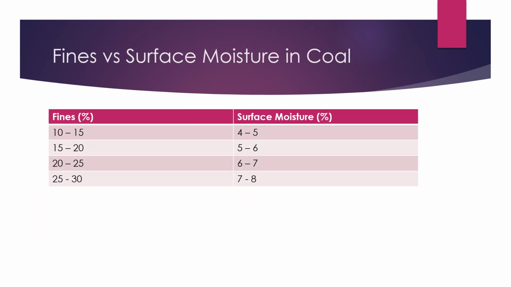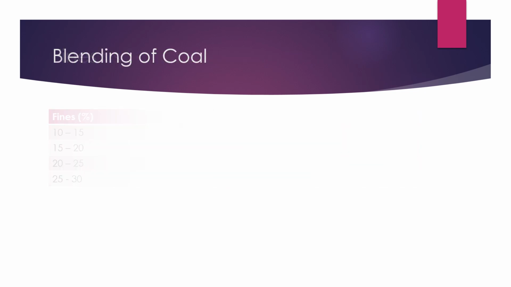We cannot add moisture to coal as per our wish. There is a limit of surface moisture against a particular fines percentage. From the table, we see that when fines percentage varies from 10 to 15%, then the limiting value of surface moisture varies from 10 to 15%. Similarly, the surface moisture of 25 to 30% coal fines is limited between 7 to 8%.